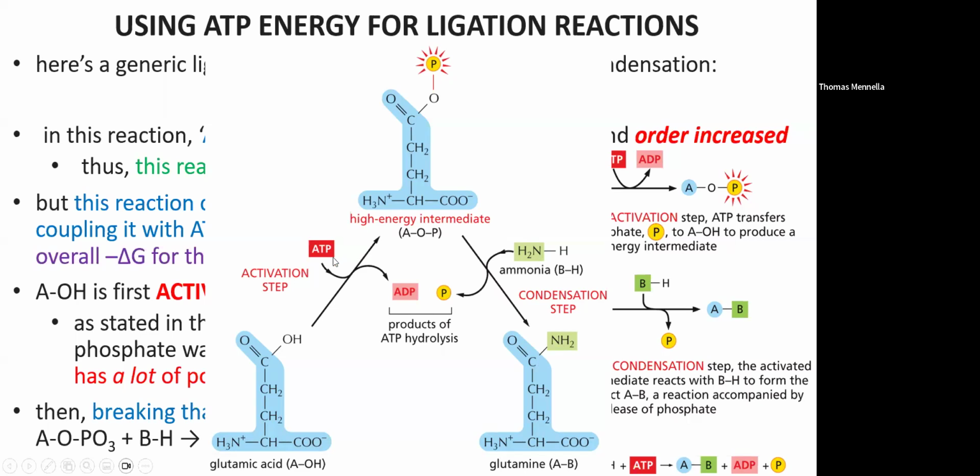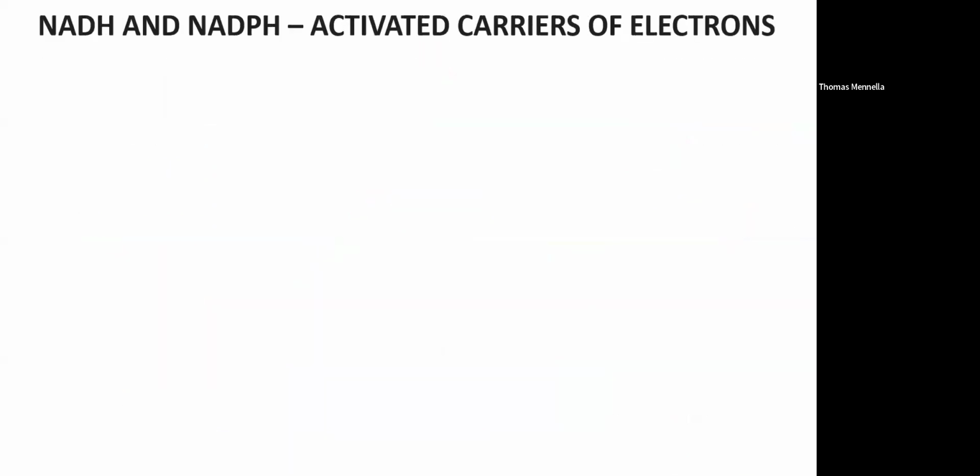So the universe is bribed in step one, and the universe is bribed in step two. Both of these steps have a negative delta G. Granted, a very small negative delta G. The universe isn't getting that much energy, but it's a negative delta G, and so the reaction will occur. So that's how ATP is used for these phosphorylation events. That's how ATP is used as an activated carrier.